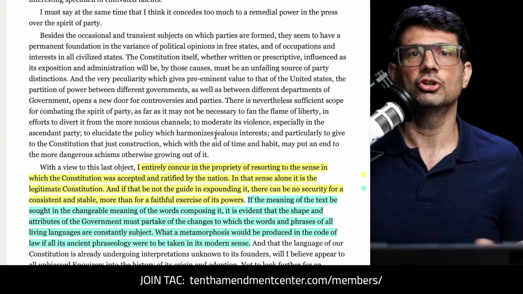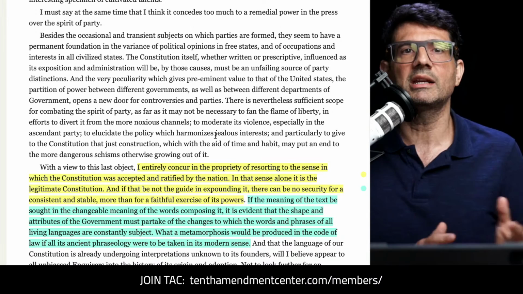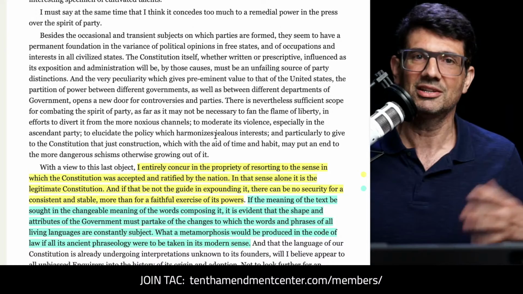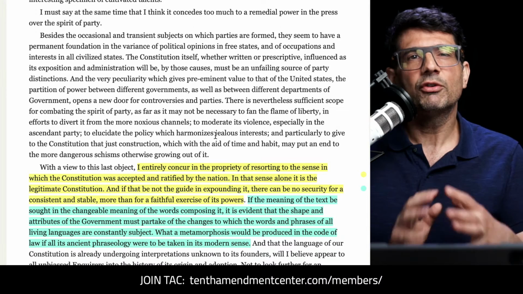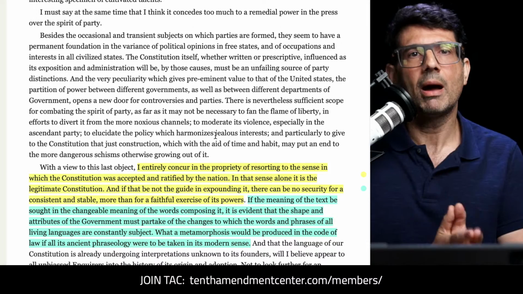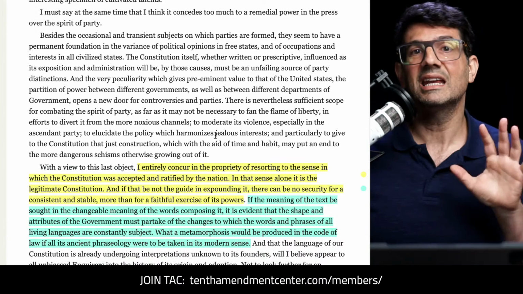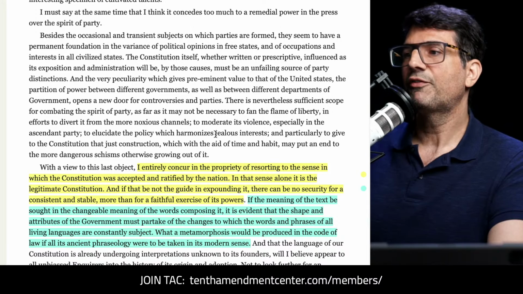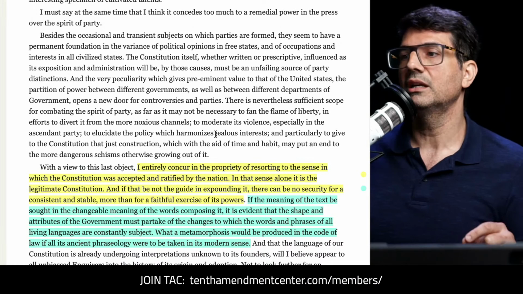Using textualism might get us the same result. Strict constructionism might get us the same result. Living constitutionalism will almost never get us the same result because we never know what the goals of the judicial activists are. But there are many different ways to get to the same result, but they don't always go in that same direction. And Madison said to get the proper sense was to understand how the ratifiers understood the document. That is the only way to have the legitimate Constitution. And he said, if that be not the guide in expounding it, there can be no security for a consistent and stable, more than for a faithful exercise of its powers.